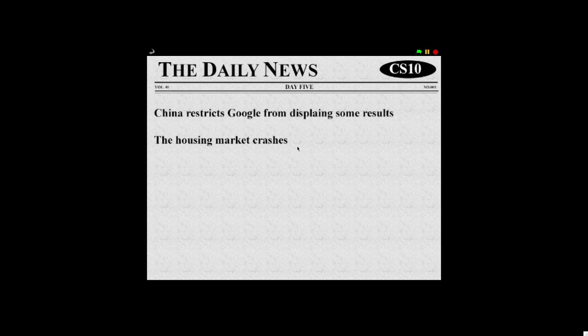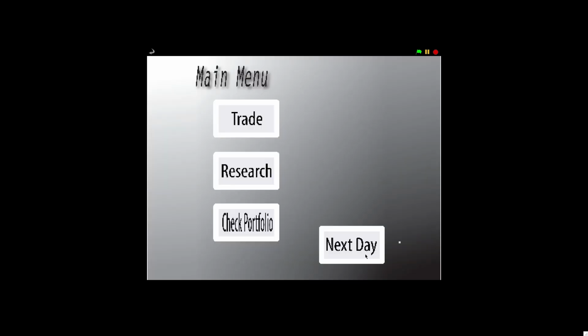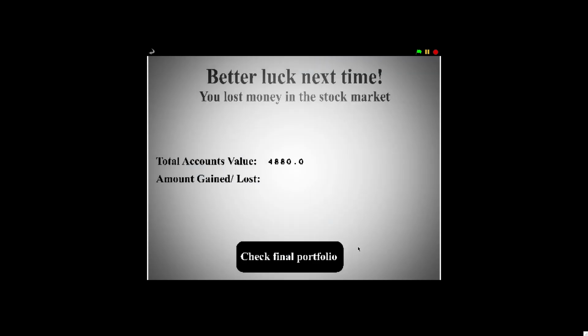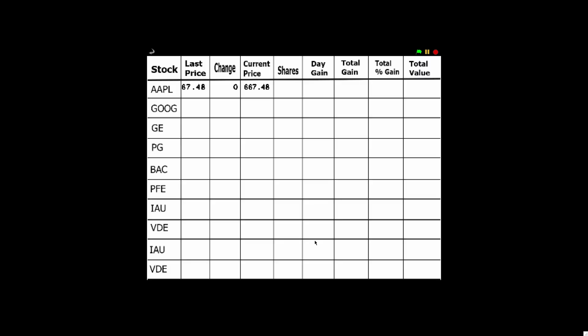Okay. And then here's the last day. So, better luck next time. You lost money in the stock market. So we lost $120 by investing that. So here's the portfolio at the end, even though we only invested in one stock.